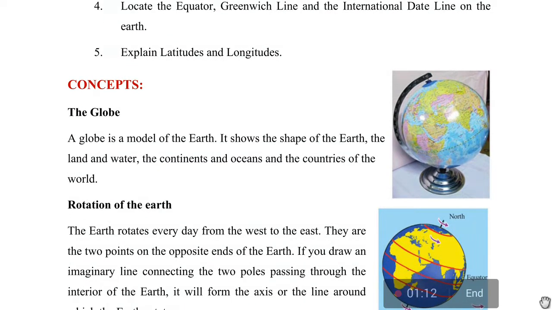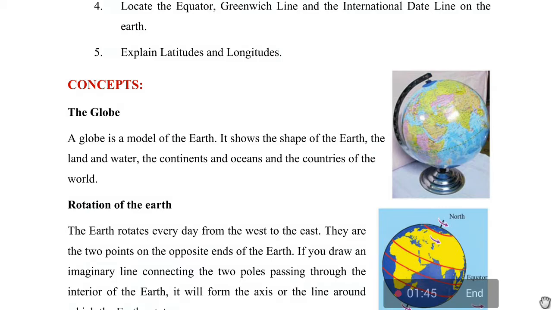Concept. We already discussed the globe. What is a globe? We know that a globe is a model of the earth. Why is the globe a model of the earth? Because we can't see the earth directly, so the globe represents the shape of the earth. That is why we call it a model of the earth.